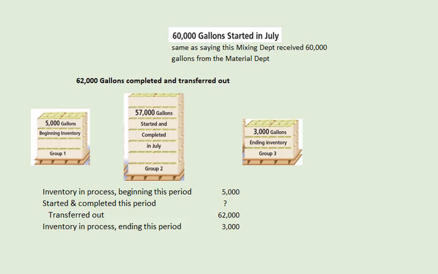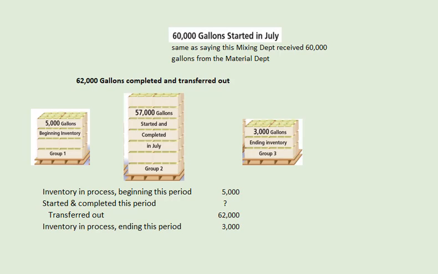Let's recap. If you have 5,000 gallons in beginning work in process inventory and there is 62,000 gallons that was completed and transferred out to another department, then that means that you have 57,000 gallons that was started and completed during this period. So the 5,000 gallons in the beginning inventory plus the 57,000 gallons that started and completed during this period, that totals 62,000 gallons that was completed and transferred out. So the beginning plus what was started and completed this period equals the total completed and transferred out.